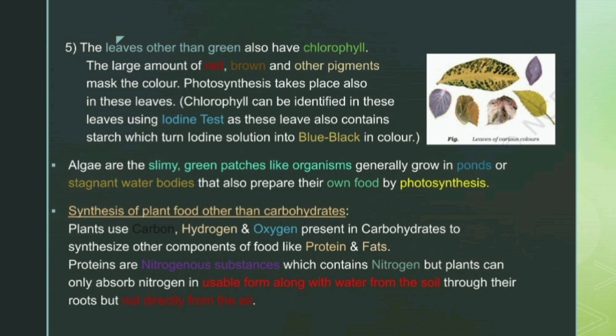Plants also synthesize proteins and fats by using the carbon, hydrogen, and oxygen present in carbohydrates. Proteins are nitrogenous substances which contain nitrogen, but plants can only absorb nitrogen in a usable form, which is nitrites and nitrates. And these we will discuss in our next chapters, along with water from the soil through their roots, but not directly from the air.